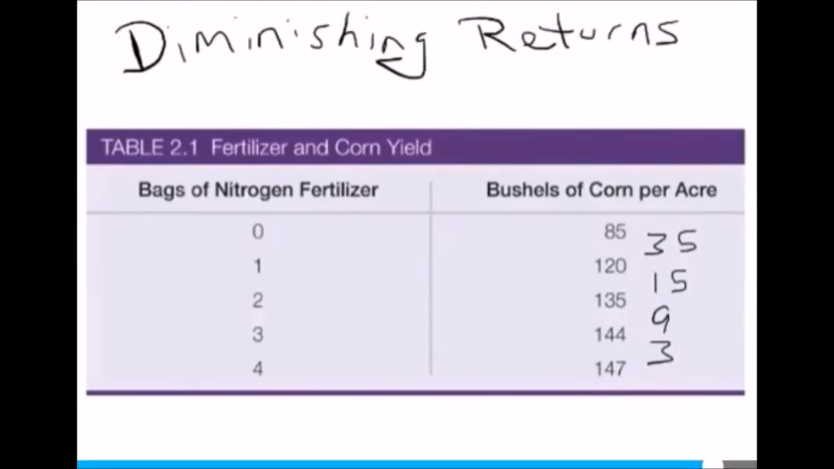So while all of our increases are positive, the increases are decreasing, or rather, output is increasing at a decreasing rate. That's the principle of diminishing returns.